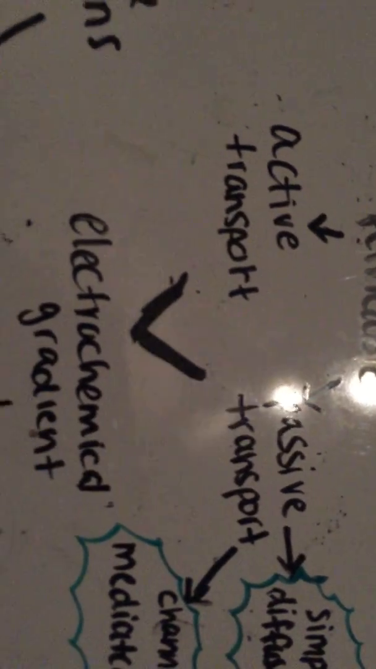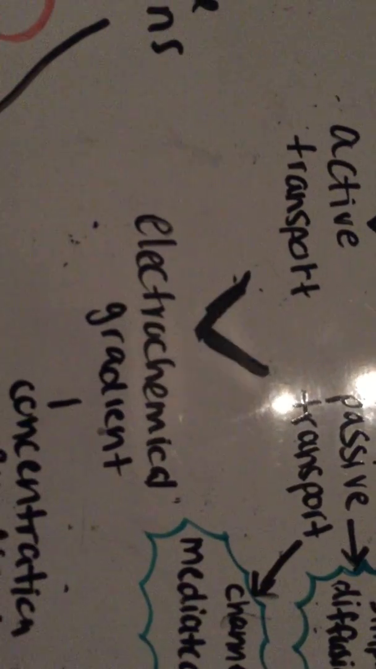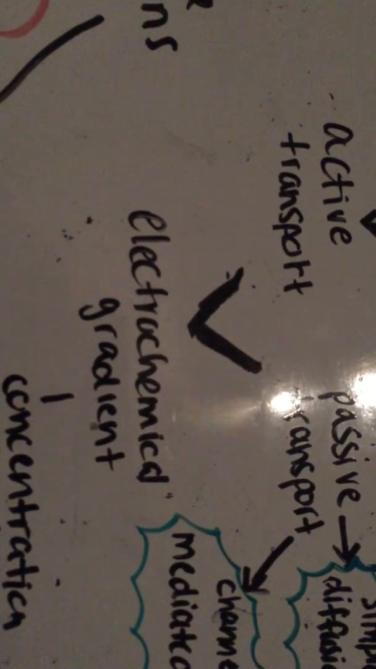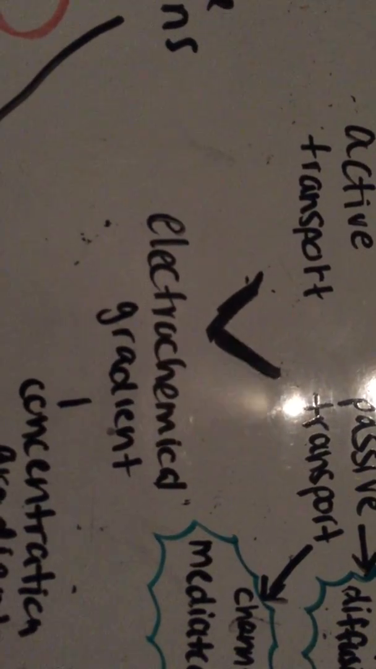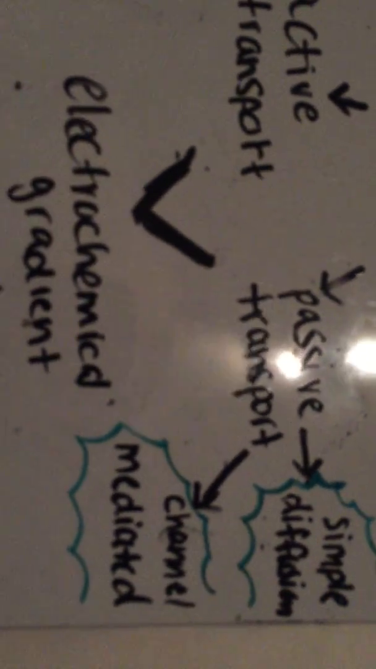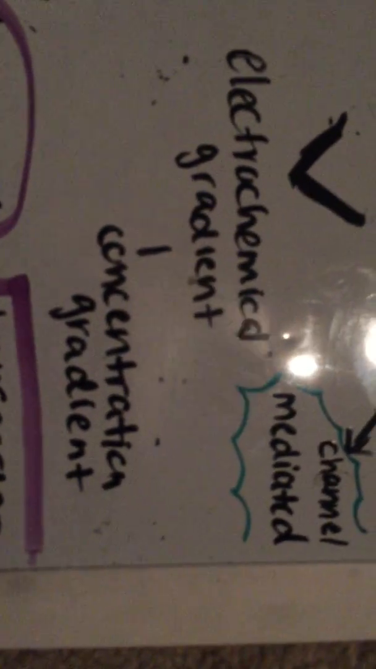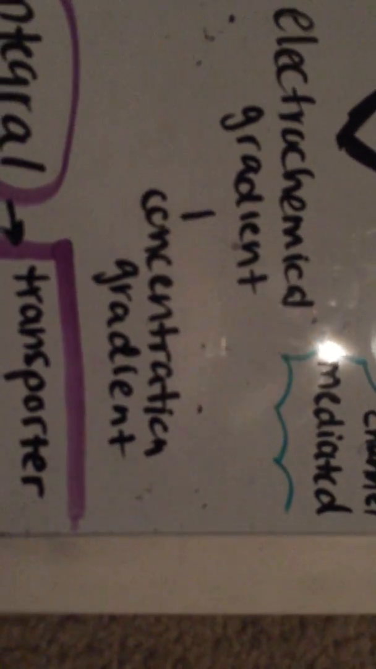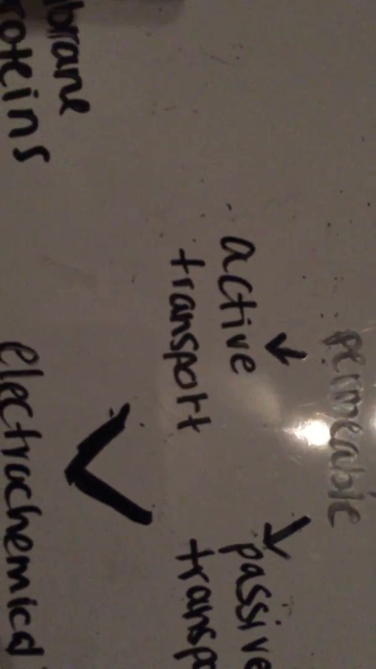Both of them are driven by the electrochemical gradient, and it determines the direction of the concentration gradient. So in passive transport, it naturally moves down the concentration gradient from a low solute to a high solute. In active transport, it moves against the concentration gradient, and that requires some energy instead of just being a spontaneous reaction like the passive transport.